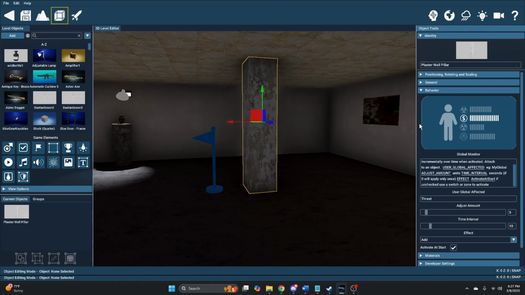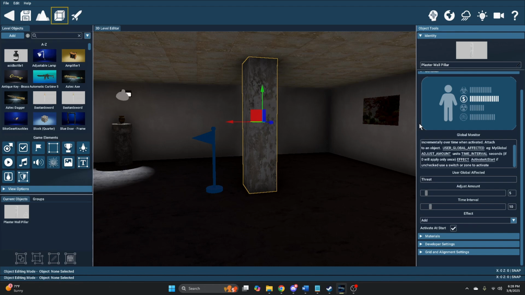The global monitor's whole purpose is to increment a user-defined global over time. That could be incrementing it up or incrementing it down, but either way, that's its whole point. So I thought, okay, the longer I stay in this museum, the higher my threat goes. That's the idea. So here you can see I've created a user-defined global called threat.